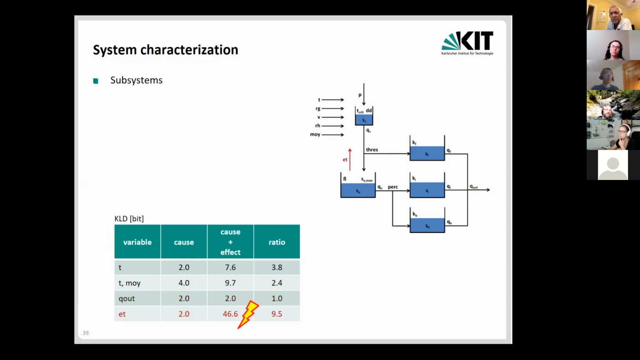Sorry, were we missing something? Can you give us the intuitive interpretation of the ratio? Yeah, it just measures the relation of the impact, the cause, and the effect on the system. So it's cause plus effect over cause, right?